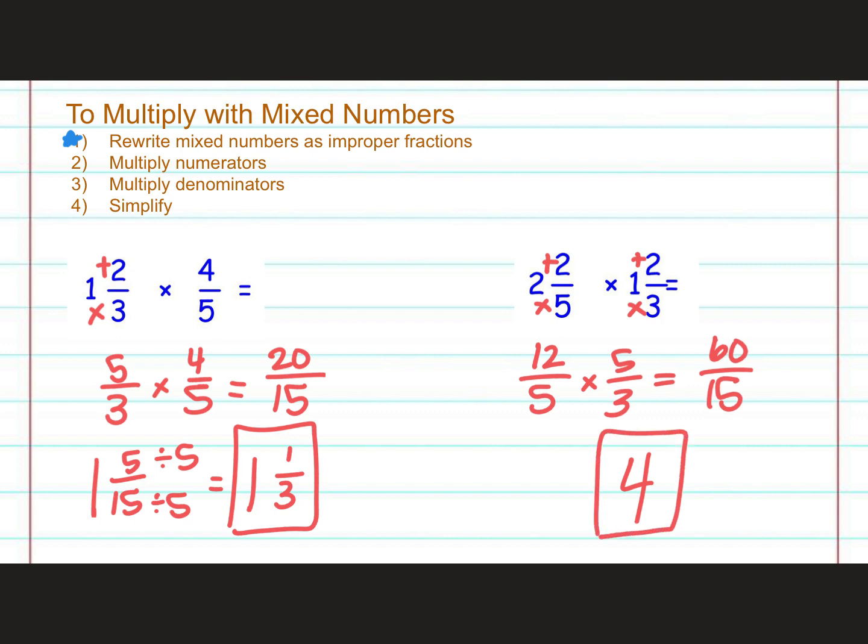60 divided by 15. That's it for multiplying fractions and mixed numbers. Go back, rewatch if you're stuck. Otherwise, make sure to have your notes in class.